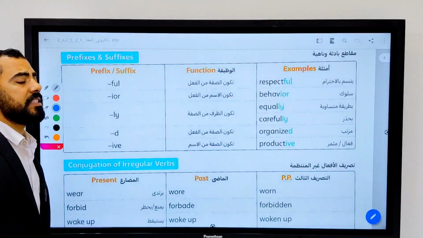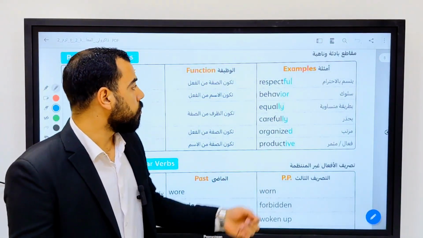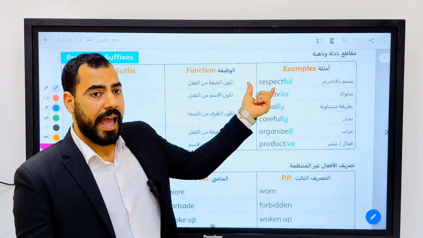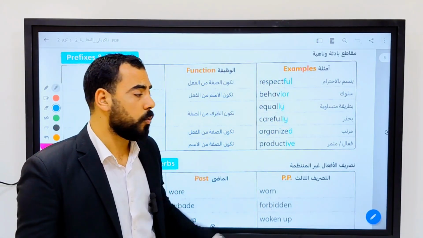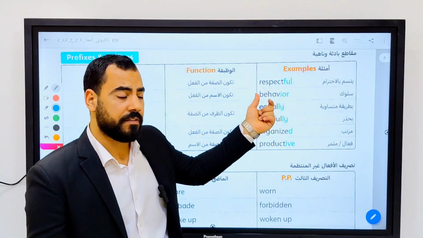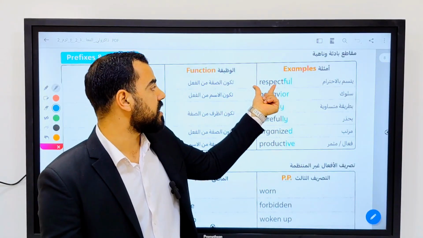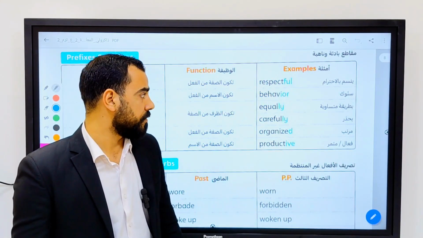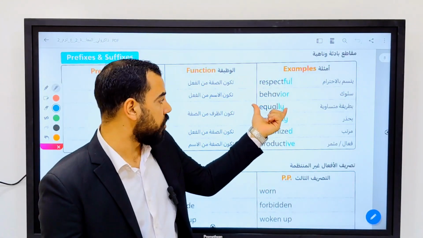Let's read the prefix and suffix words. Respect is a verb, and when we add the suffix ful to this verb, it becomes an adjective. Respectful. So respect is a verb, respectful is an adjective. Behave is a verb.